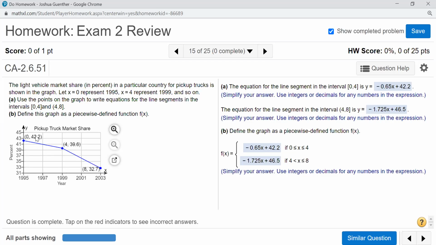So what it wants us to do is, well, it shows the completed problem, but we'll work it together. I'll show you why this makes sense. The equation for the line segment in the interval 0, 4. So it wants to know the equation of this line segment. So it's a line. So what we need to do is create the equation of a line here between these 2 points. So that's really what it's asking first and foremost. So let's work that together.